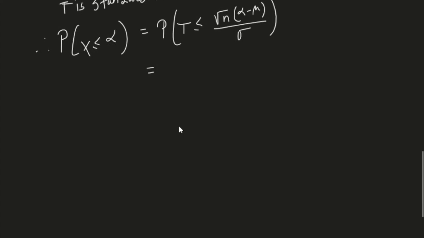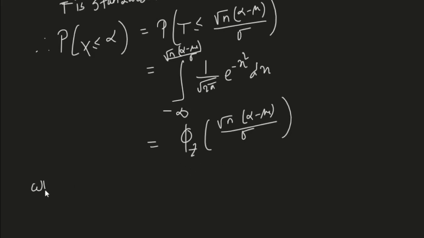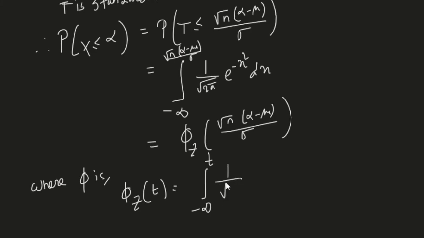And for the standard normal variable, the answer would just be the integral from minus infinity to root n of alpha minus mu by sigma of 1 by root 2 pi e to the power minus x square, dx, or it can also be written as phi of root n into alpha minus mu by sigma, where phi represents the standard normal CDF, which is this. Now the integration parts and the prerequisites for integrals are covered in my previous videos as well.